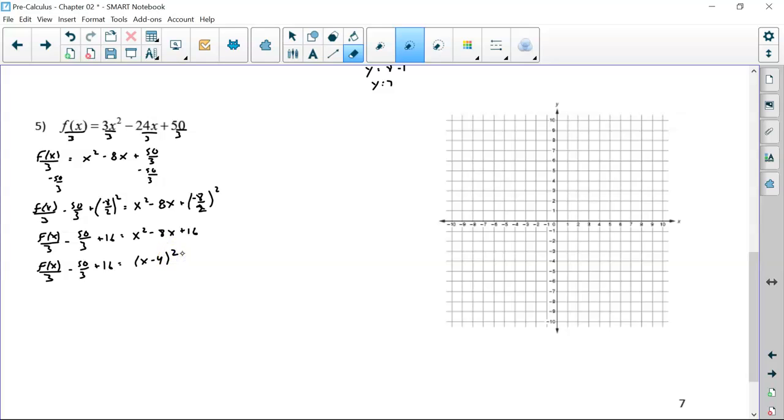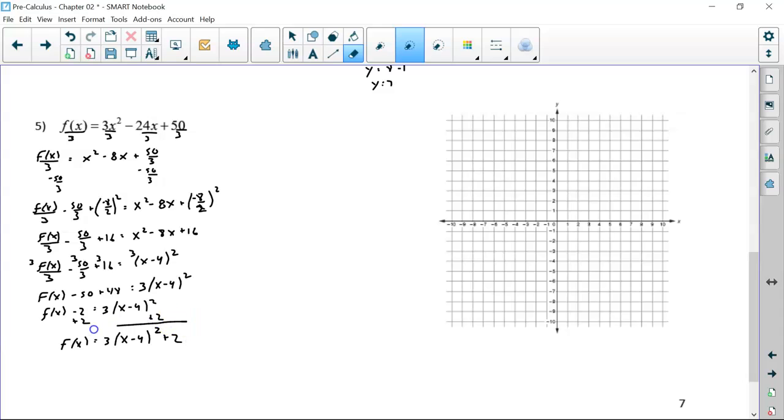So now to get rid of the fractions, we're going to multiply each term by 3. So I have f of x minus 50 plus 48 equals 3 times the quantity of x minus 4 squared. F of x minus 2 equals 3 times the quantity of x minus 4 squared. Add 2 to both sides. F of x equals 3 times the quantity of x minus 4 squared plus 2.